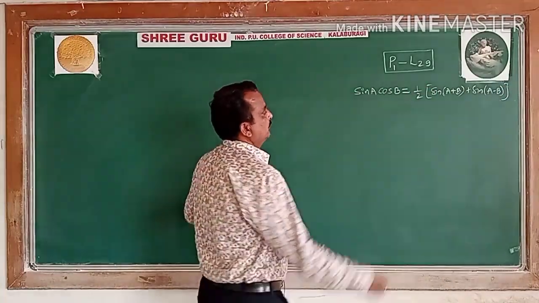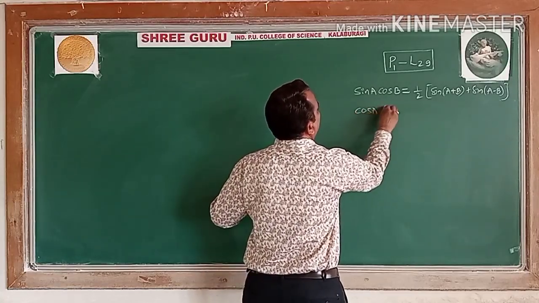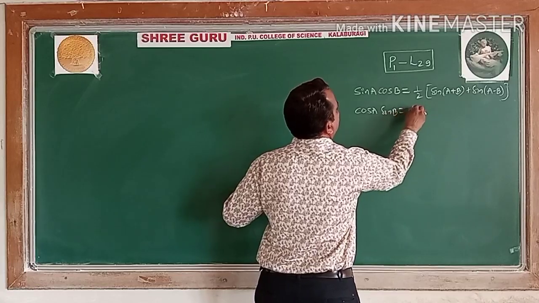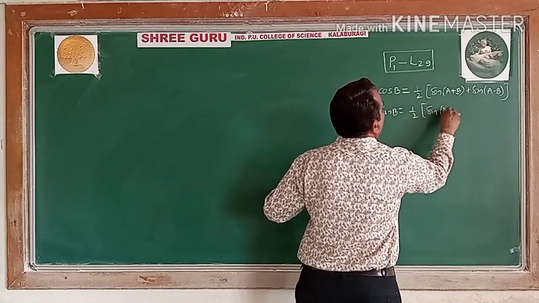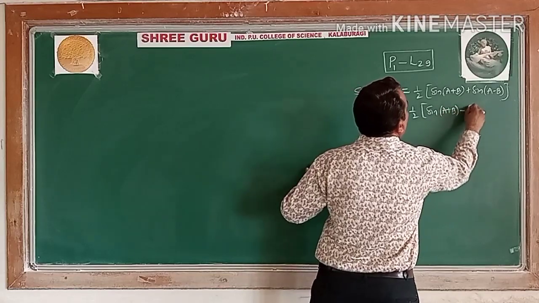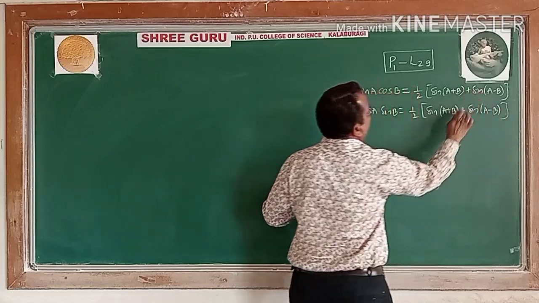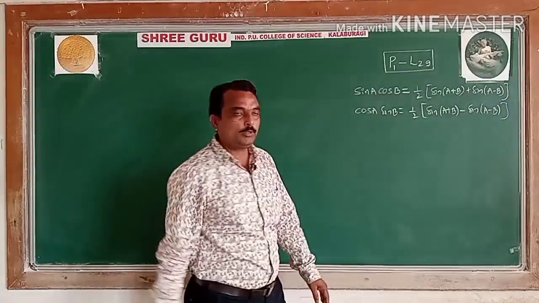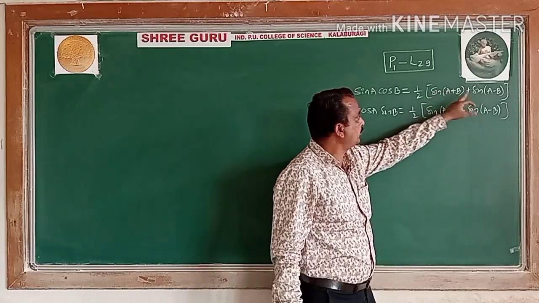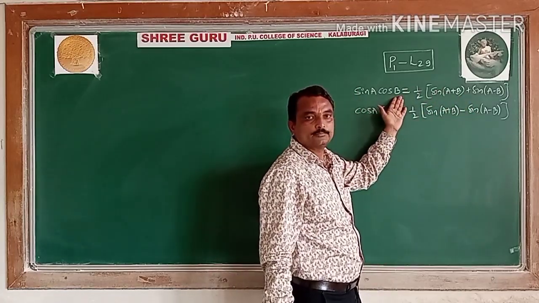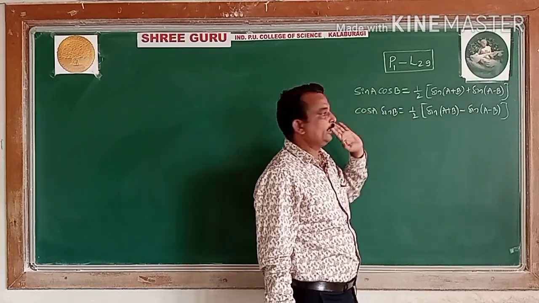Sin into cos. The formula in terms of A and B, here I am taking cos A into sin B equals 1 by 2 sin A plus B minus sin A minus B. See the difference and try to remember the formula, students. Here plus and here minus. For positive, sin into cos. For negative, cos into sin. A and B are the two different angles.